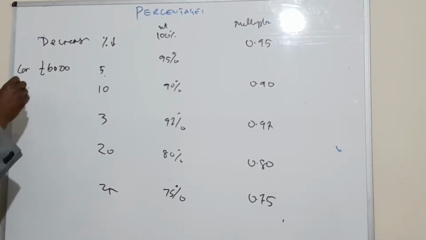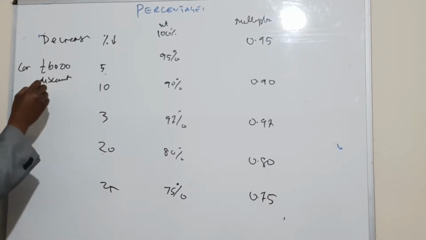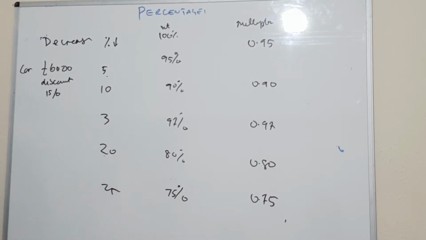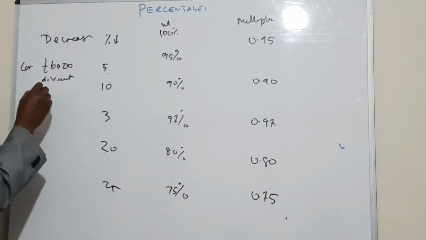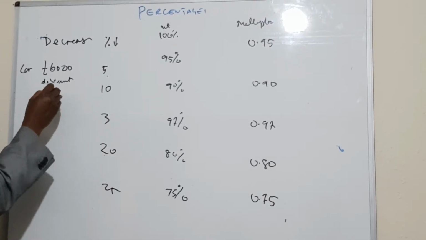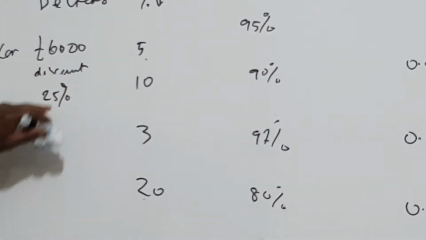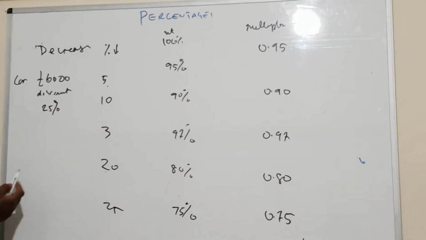Okay? And the buyer said, I'll give you a discount of, say, 15%. Or we use one of that. Which one? I'll give you a discount of 25%. So instead of finding 25% of 6,000 and subtracting it from 6,000 again, you just apply the multiplier.